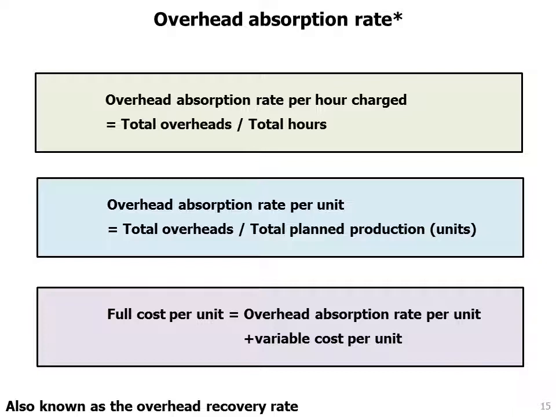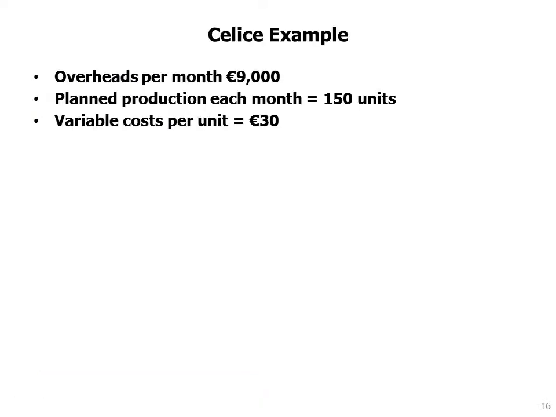And provided we're selling each unit at a price greater than the full cost per unit, then we should be making a gross profit. Let's look at our example of Sillies again, but this time with the same base case, but we'll apply full costing rather than variable costing.